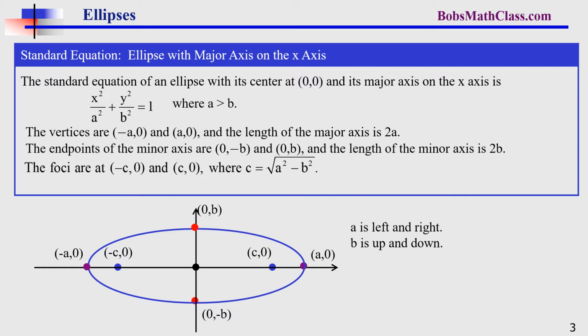In this case, the vertices are (negative a, 0) and (a, 0). Notice I put little purple dots for those vertices. And the endpoints of the minor axis are (0, negative b) and (0, b). I used red dots for those endpoints. The ones that are farther away from the center are called vertices, and the ones that are not as far are just called endpoints.